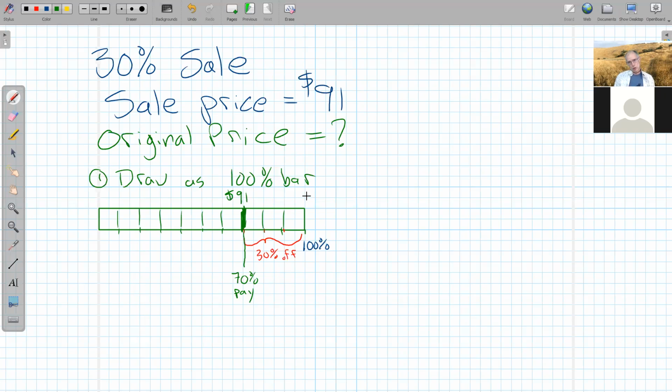And what we want to know is what's the original price. So that's this over here. Original has to go with 100%. So how could I use this picture to try and solve this problem? What could I do next? Any thoughts?